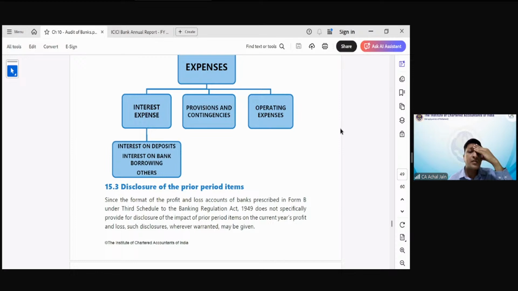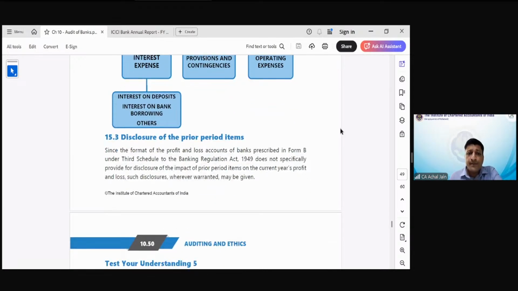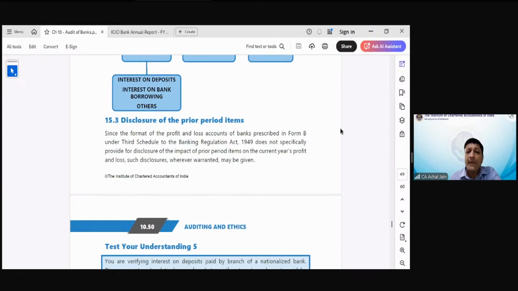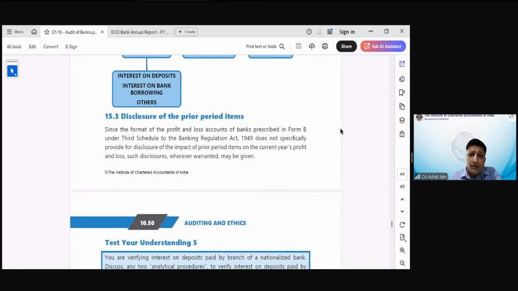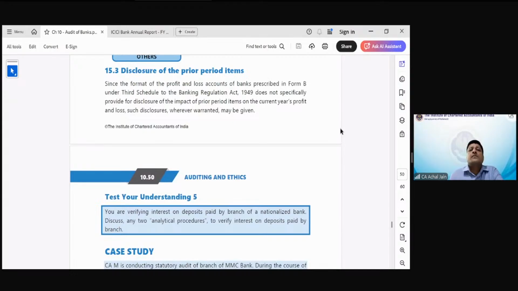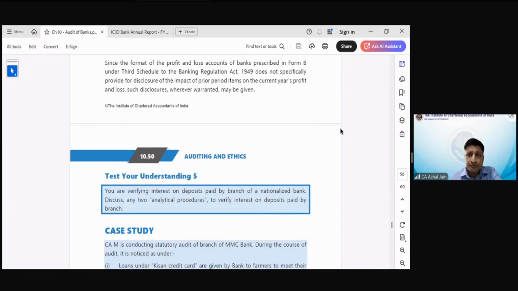Now, if you look at the requirements for banks, the format of the P&L of banks does not specifically provide for disclosure of the impact of prior period items. So such disclosures, wherever warranted, may be given. Anyways, this is considered to be an important area.